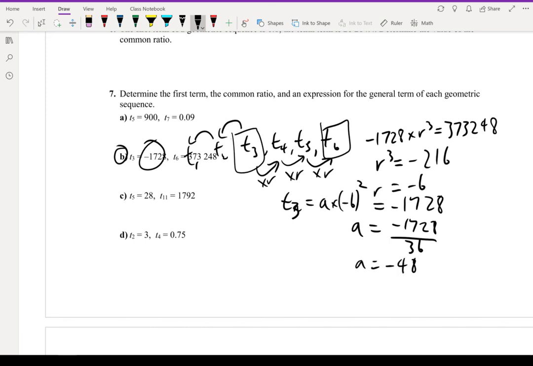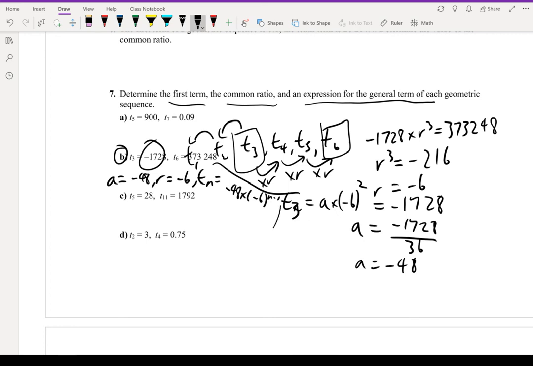Okay, so it says determine the first term, the common ratio, and an expression for the general term. So A is equal to negative 48. R is equal to negative 6. So T of n is equal to, I'm running out of space here, negative 48 times bracket negative 6 to the power n minus 1. Okay, so that is geometric sequence.